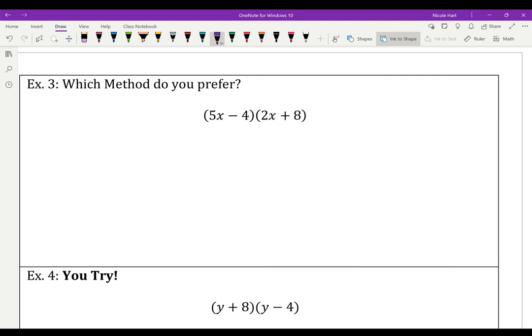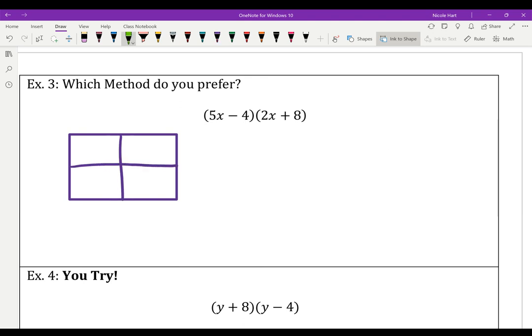So again, we can see how that happens. I'm going to start off with the box method this time. I'm going to draw myself a little box, cut it into 4, and across the top, I'm going to do 5, I'm going to do that on the side, 5x minus 4, and then across the top, we have that 2x plus 8.